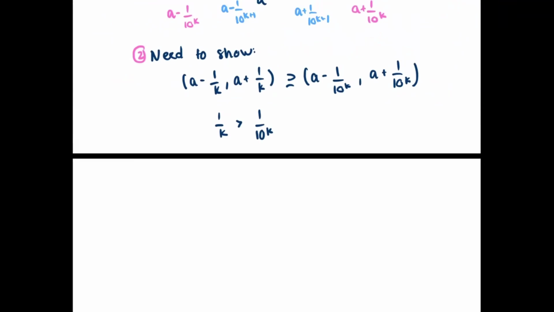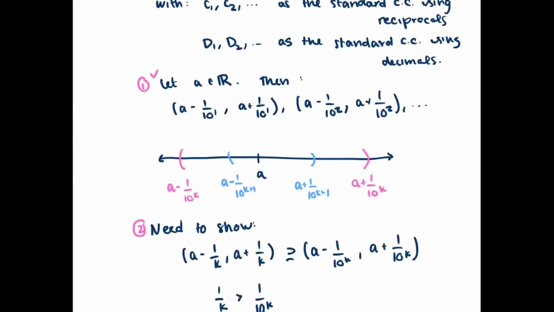Yeah, for the first part of it, we don't need the number line. Why couldn't we just say that a plus 1/10 to the k is greater than a plus 1/10 to the k plus 1? Yeah, and that's all we need. Yeah, you could also say that.